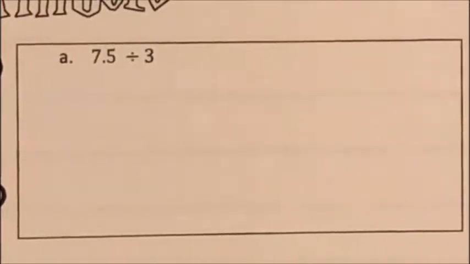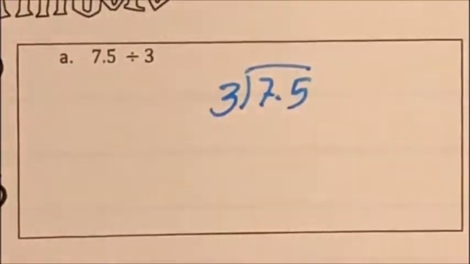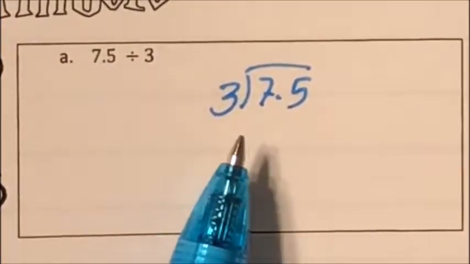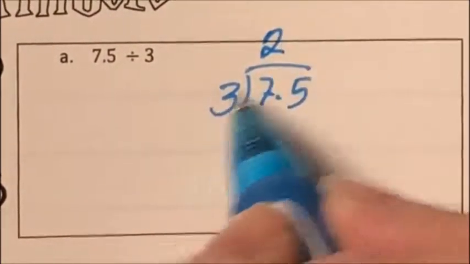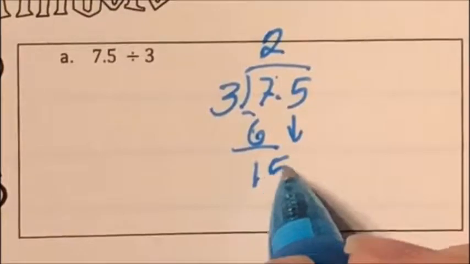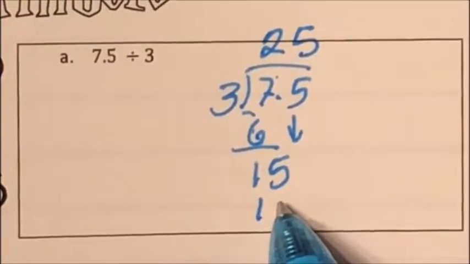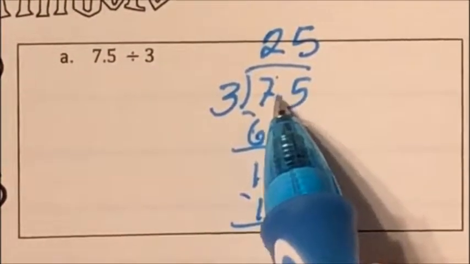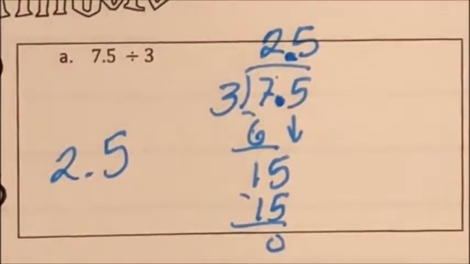So letter A says 7.5 divided by 3. Okay. So I'm going to ask myself, 3 goes into what? 3 goes into 7 how many times? 3 goes into 7 2 times. 2 times 3 gives me 6. I subtract. 7 minus 6 is 1, and I bring down my 5. 3 goes into 15 5 times. 5 times 3 is 15. I subtract, I get 0. My decimal is right here. It goes straight up. So my answer is 2.5.